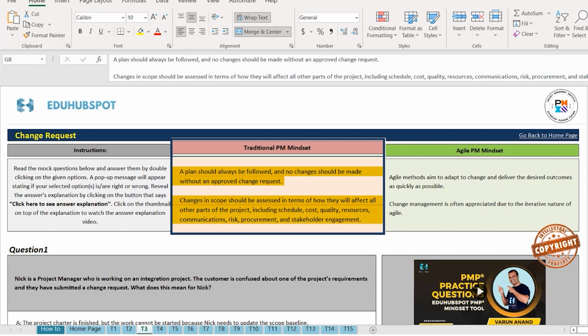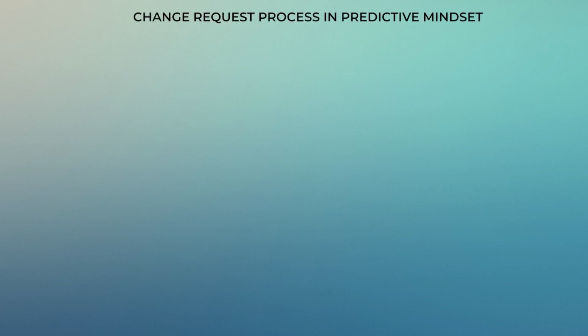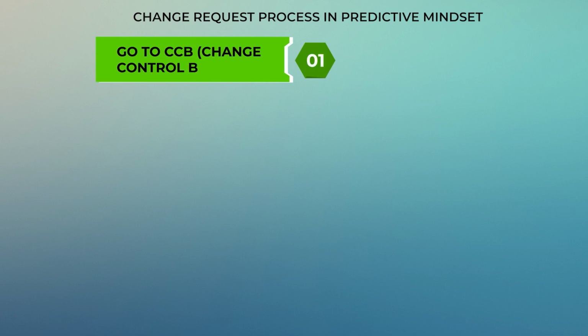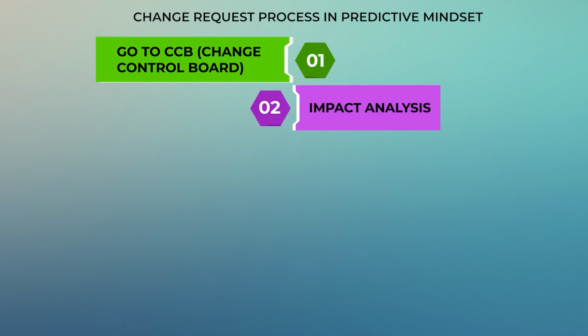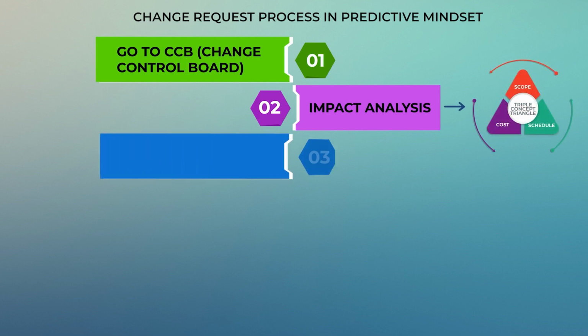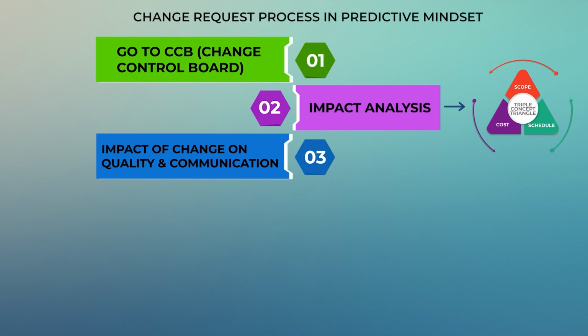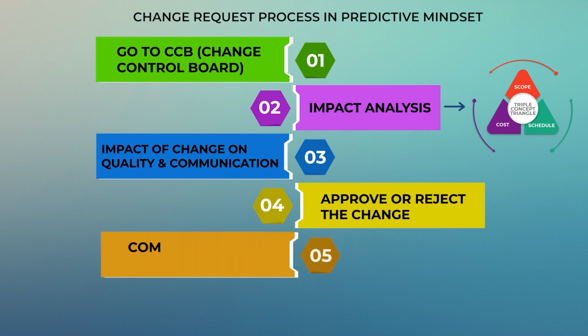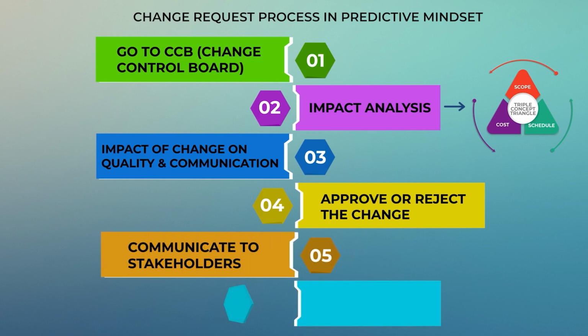So basically, on traditional projects, you need to follow a proper change control process. If a change is requested, the first step is to go to the CCB, the change control board. You will do the impact analysis of that change with respect to the triple constraint triangle, which is scope, cost, and schedule. You would also take into consideration other factors like the impact of this change on quality and communication. Once everything is done, you either approve or reject the change, and you communicate to the stakeholders accordingly. You update the change log. So it's a long and tedious process on the predictive side.